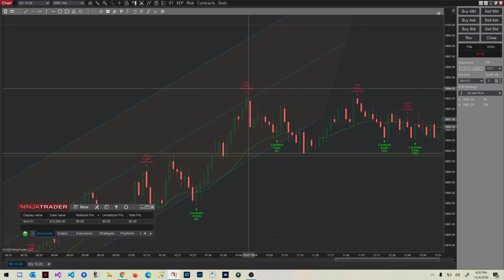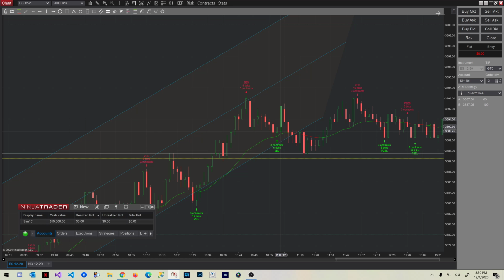But that doesn't make sense to me, to always use 3 contracts, because, for example, on this trade, our stop loss is 6 ticks. So this bar is 4 ticks, 1 tick above for the entry, 1 tick below for the stop.